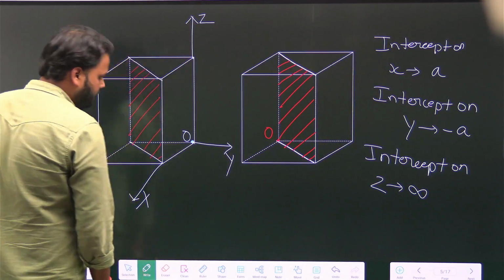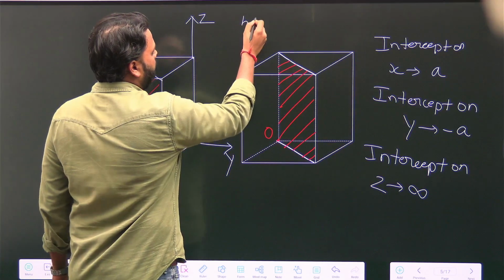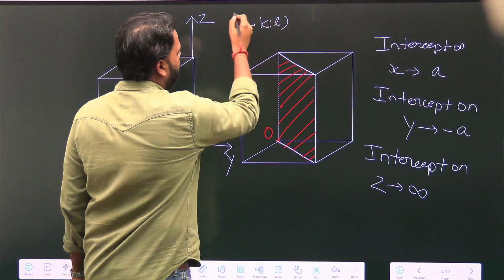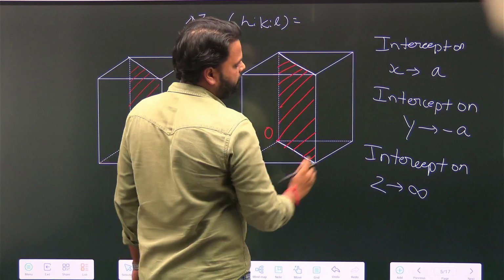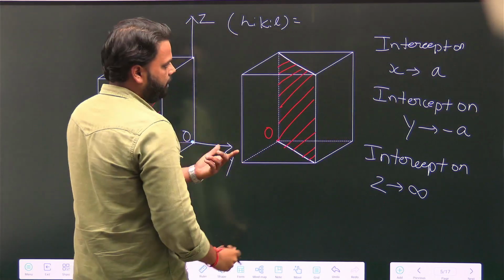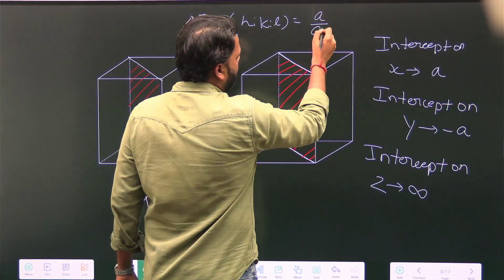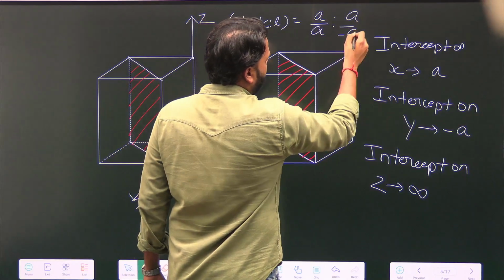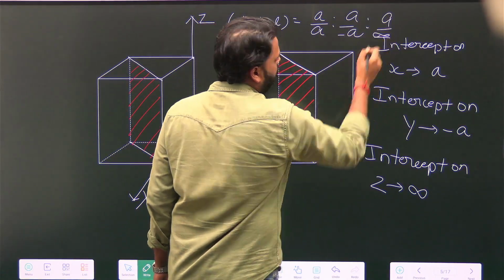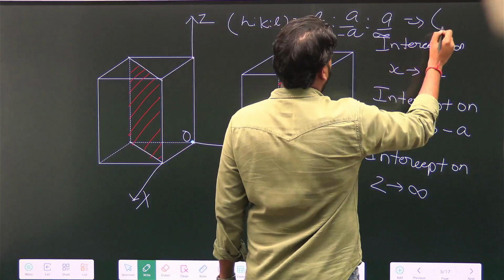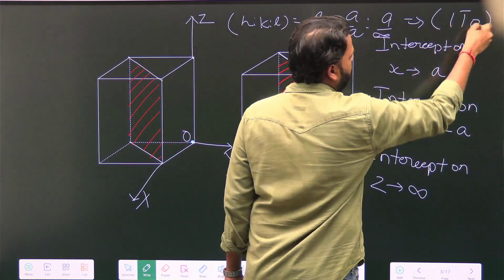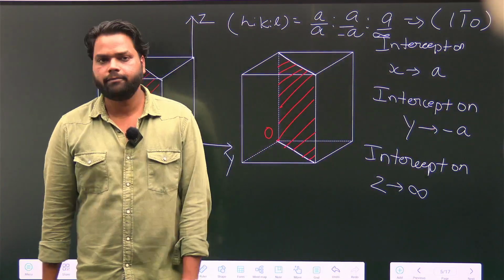सो मिलर इंडिसेस कितना हो गया? h is to k is to l. It will be how much? a by a, a by minus a and a by infinity. So the Miller indices will be 1, 1 bar, 0. क्लियर है? Yes.